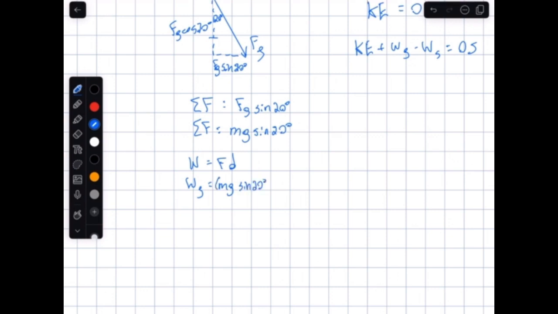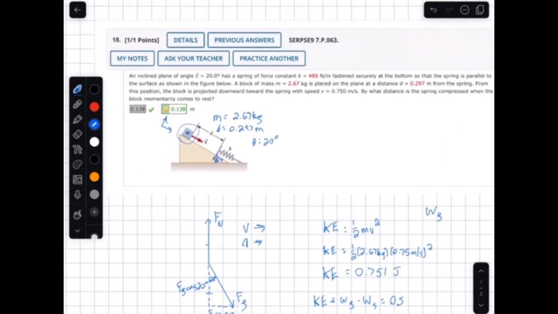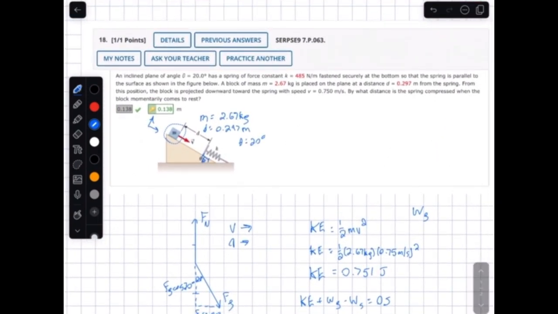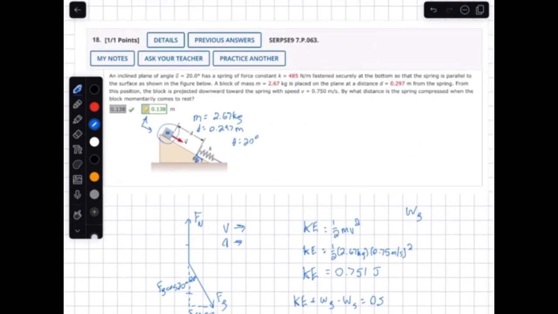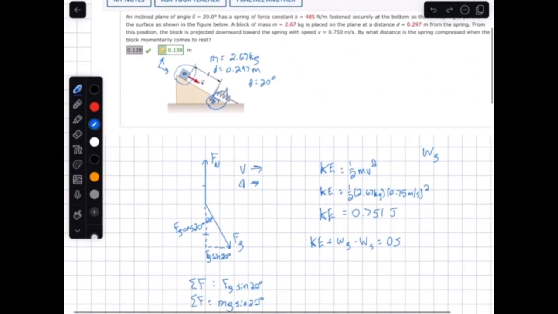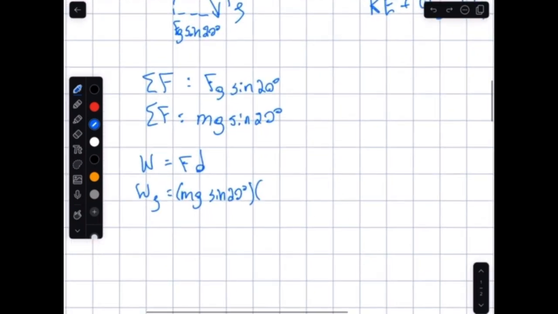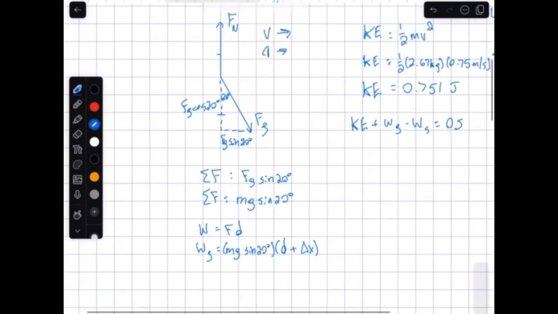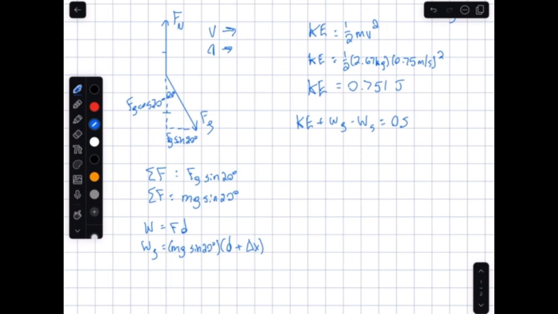And then we'll call displacement. We have here distance is 0.297 meters, and that's just this. So we know that we're going to need this also, delta x here. We'll call that d, which is what we have, plus delta x, which is what we're looking for, which is here, delta x.